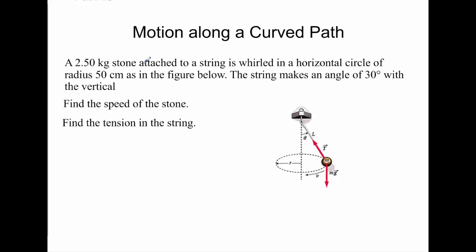A good example here: we have a 2.5 kilogram stone attached to a string that's whirled in a horizontal circle. The radius here is going to be 50 centimeters. The string makes an angle of 30 degrees to the vertical. Find the speed of the stone. If you get a problem like that, the first thing to do is draw yourself a good free body diagram.